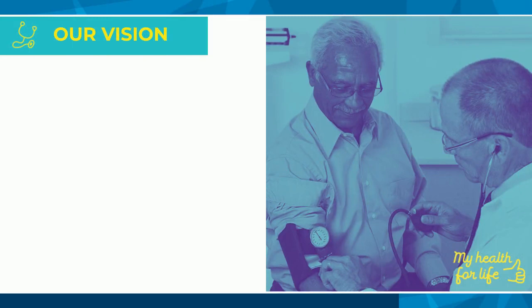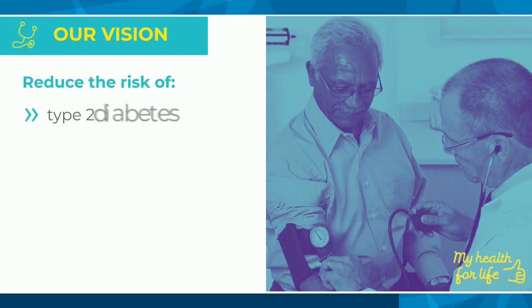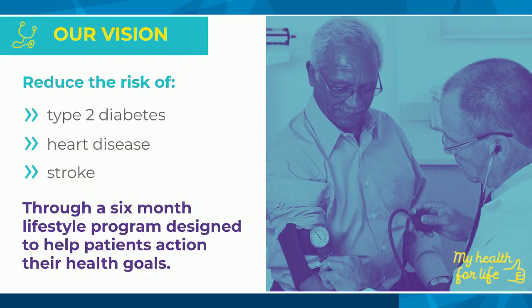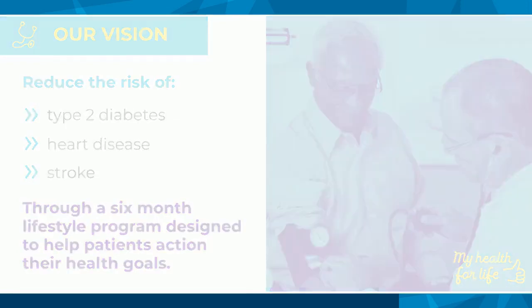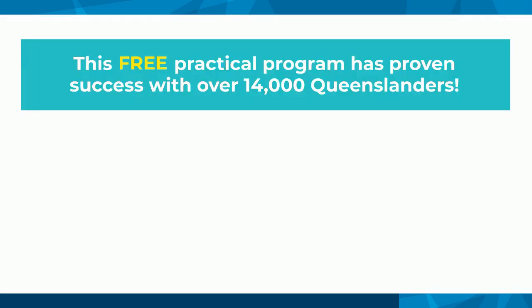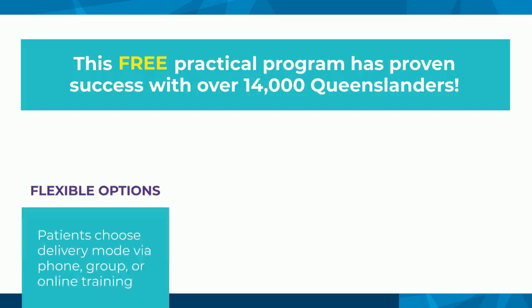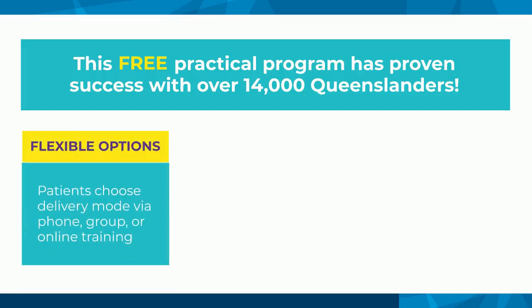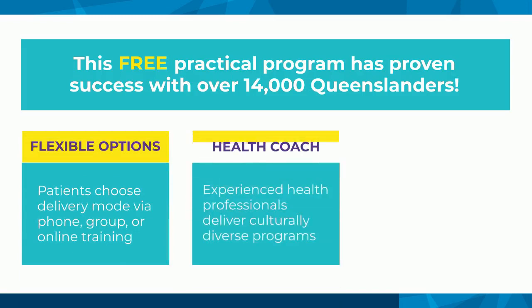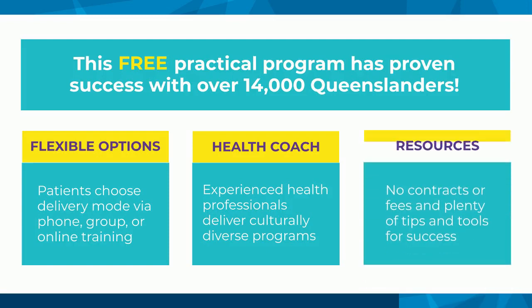That's why we need you to help us reduce the risk of type 2 diabetes, heart disease and stroke by referring patients to a 6-month lifestyle program designed to help them action their health goals. GP-referred participants are more likely to see the program through. Participants can choose from flexible delivery via the phone, a group or online. The program's delivered by experienced health professionals, and there's no contracts or fees and plenty of support.